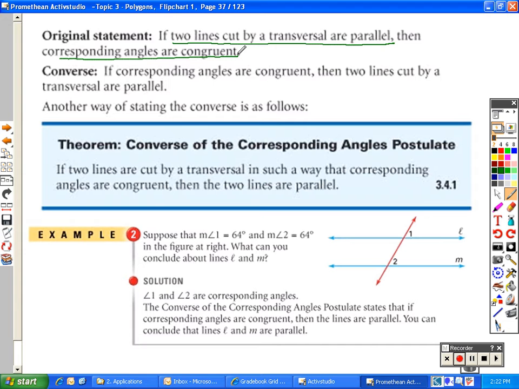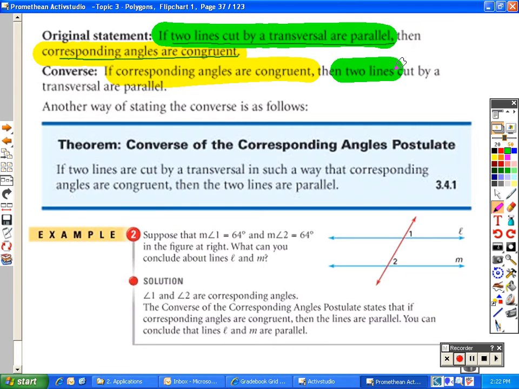And based on your knowledge from logic, you know that we can take the converse of that statement by switching the hypothesis and the conclusion, right? So we can take the conclusion and make it the new hypothesis. And we can take the old hypothesis and make it the new conclusion.